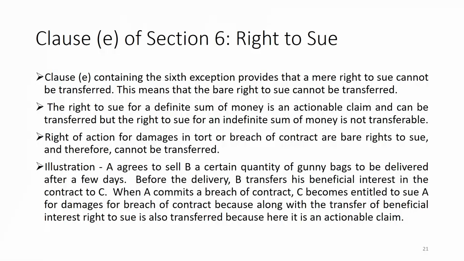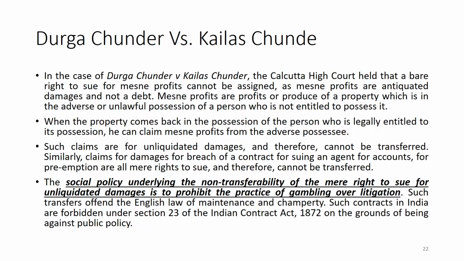The illustration given here is that A agrees to sell B a certain quantity of gunny bags to be delivered after a few days. Before the delivery, B transfers his beneficial interest in the contract to C. When A commits a breach of contract, C becomes entitled to sue A for damages for the breach, because along with the transfer of beneficial interest, the right to sue is also transferred, as it is a kind of actionable claim. So if there is an actionable claim, the right to sue can be permissible. Then the leading case is Durga Chandar versus Kailash Tunde, in which the Calcutta High Court held that a bare right to sue for mesne profits cannot be assigned, as mesne profits are unliquidated damages and not a debt.